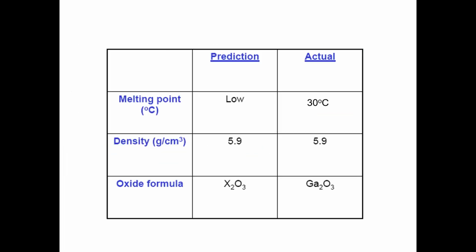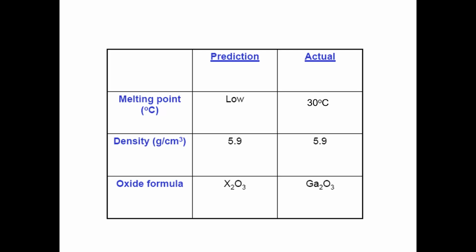Now, if you look at the experimental properties of gallium and those predicted by Mendeleev, they're really, really close. So, for example, Mendeleev said that gallium should have a very low melting point. It turns out that gallium melts at 30 degrees Celsius, which is just a little bit below body temperature and a little bit above room temperature. So that means that if you hold gallium in your hand, it'll turn into a liquid.